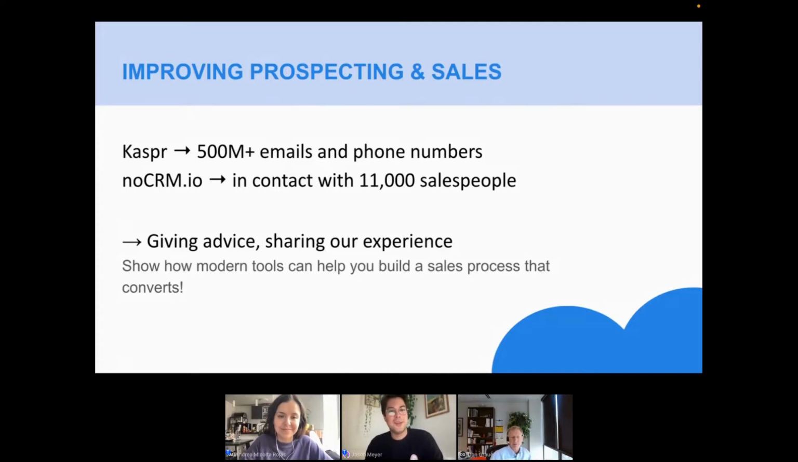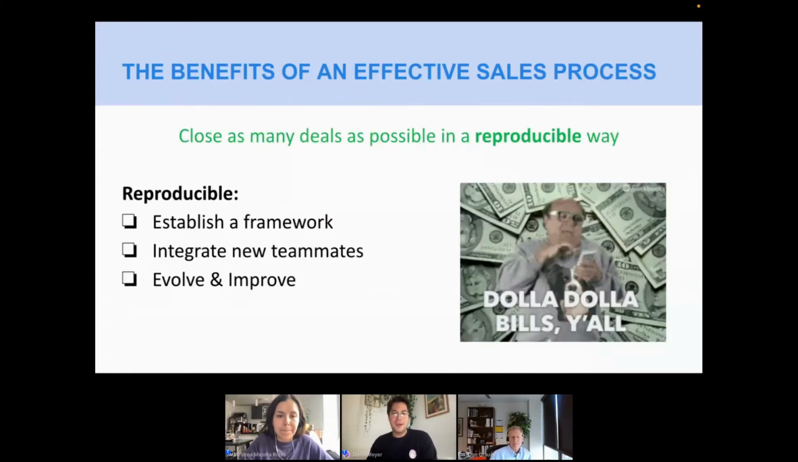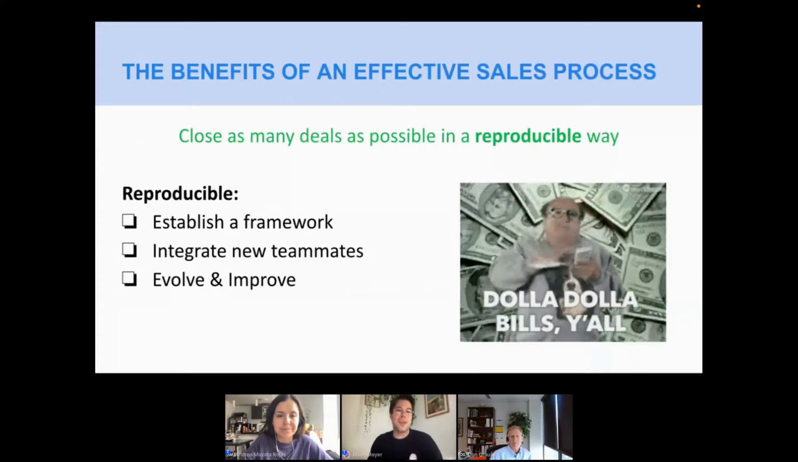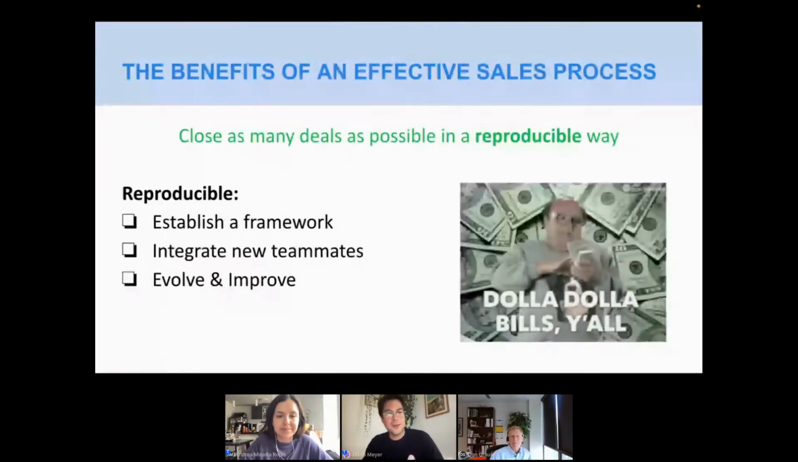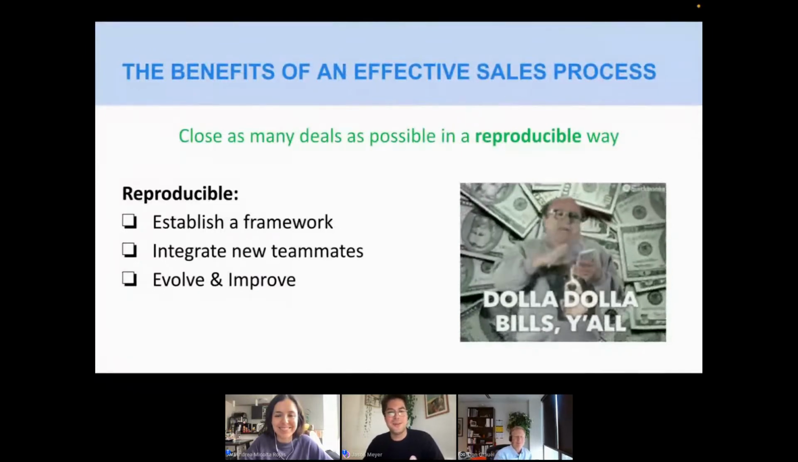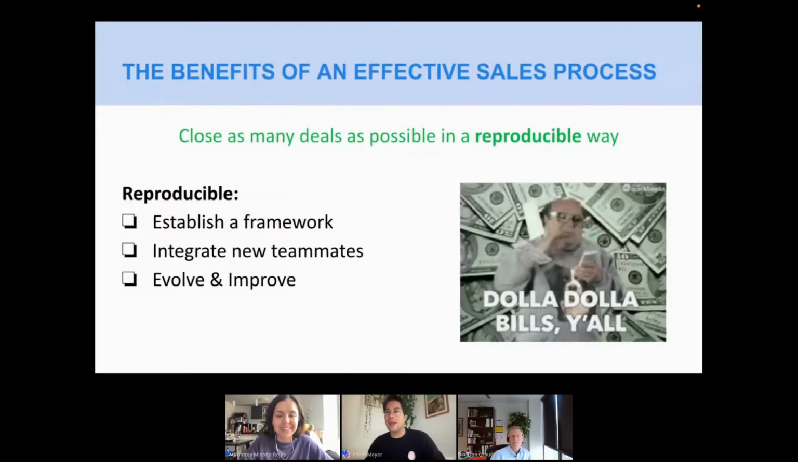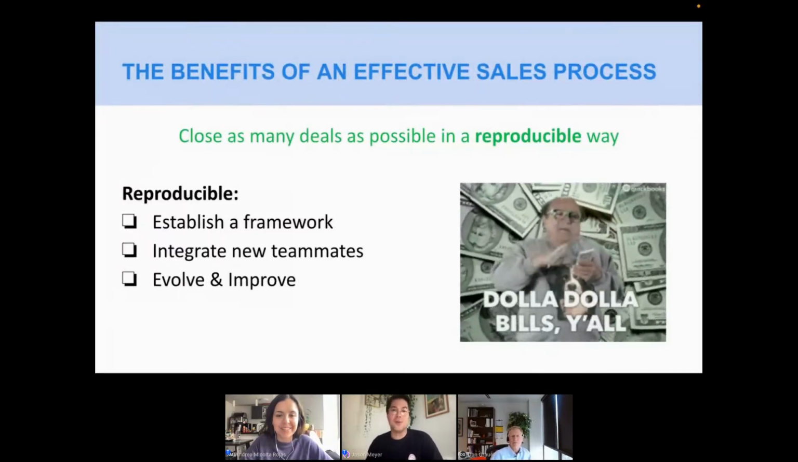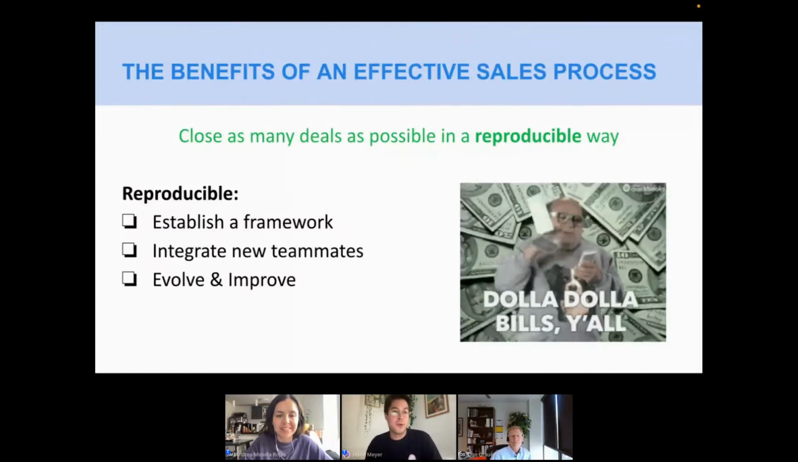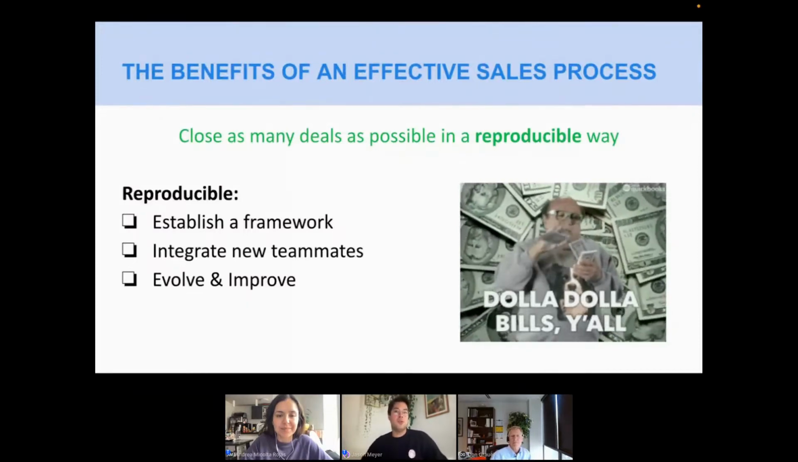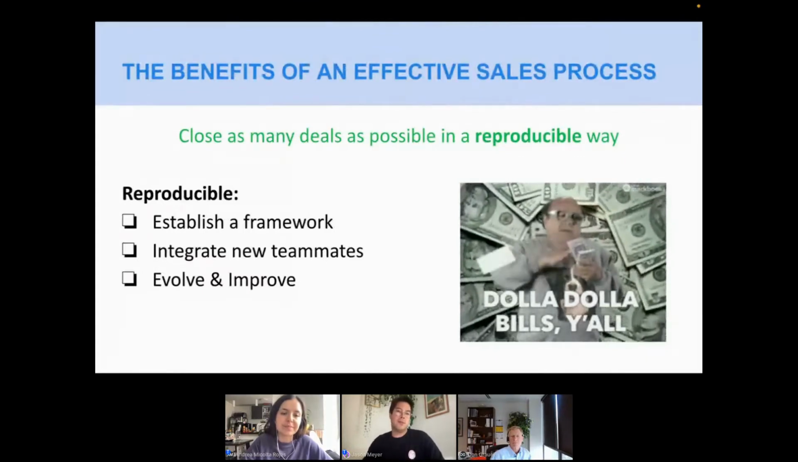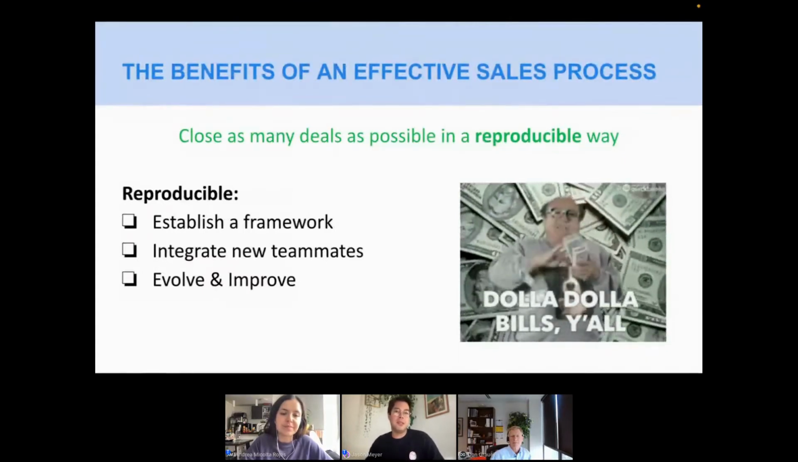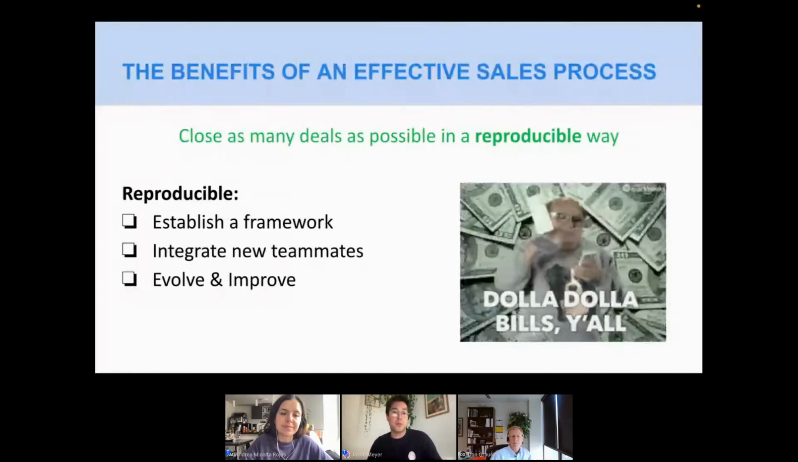Okay, so today we're going to start off by talking about having an effective sales plan. We can see here Danny DeVito from Always Sunny in Philadelphia, counting money because in sales, what you do is try to generate more revenue for your company. So when you build an effective sales process, it has several benefits, right? The idea is to make it reproducible.